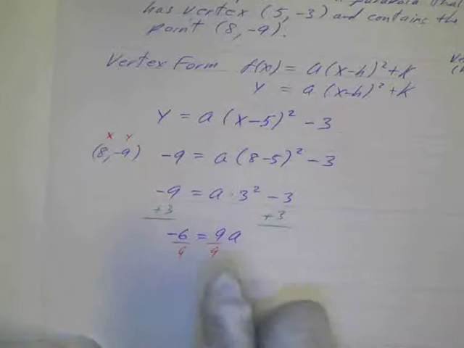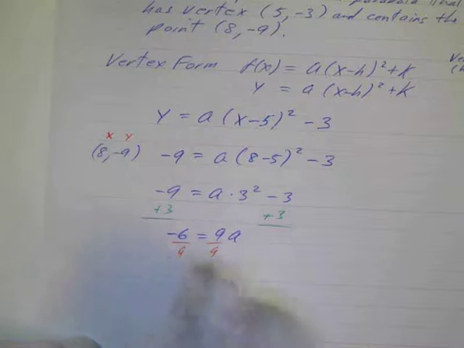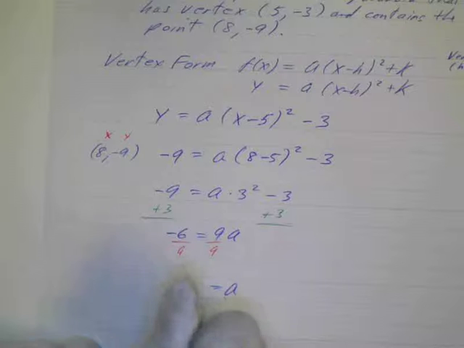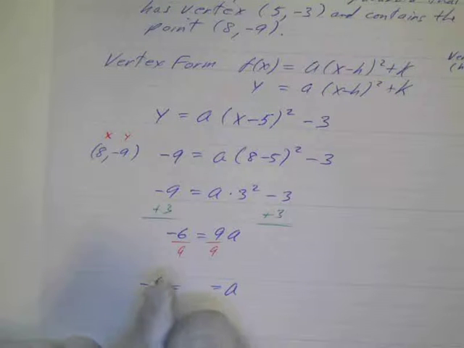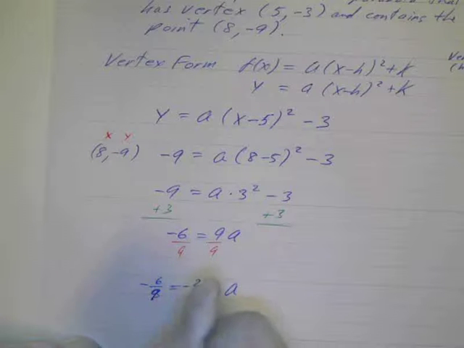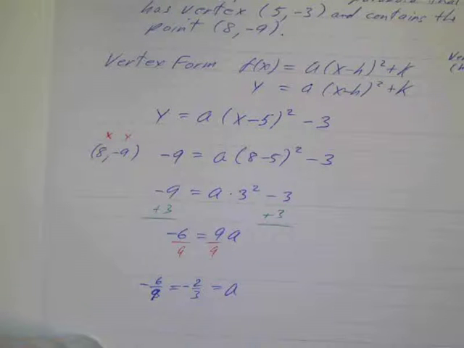And we have a equals -6 over 9, which is the same thing as -2/3. So that's what a is. So a equals -2/3.